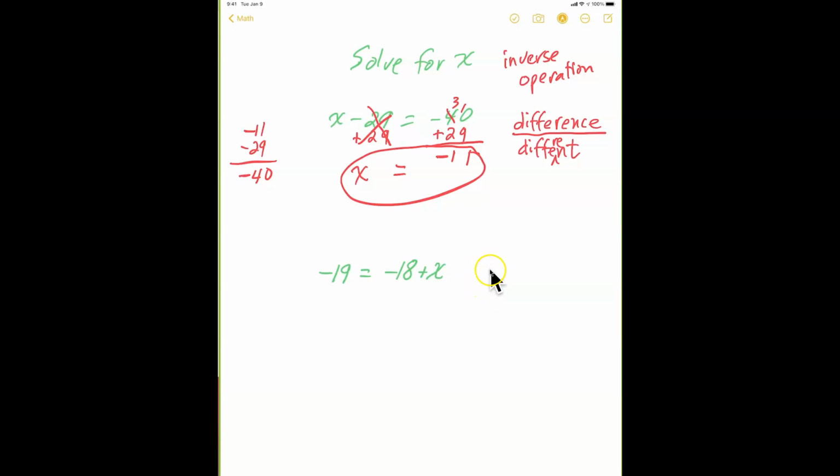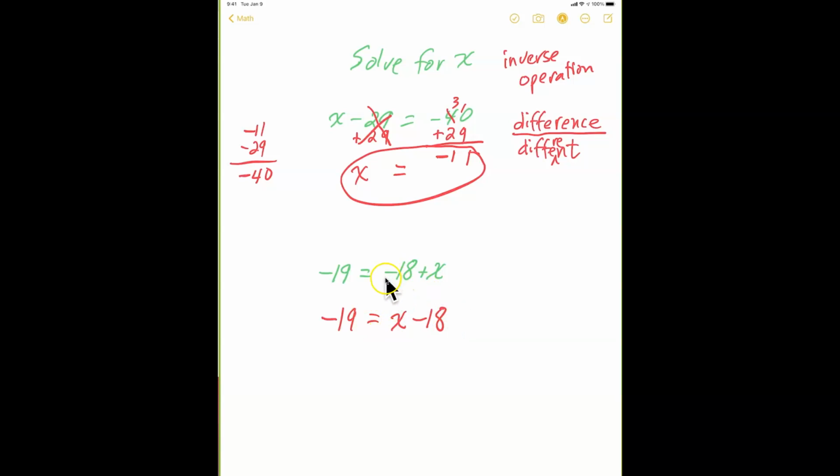So what's happening to x? Negative 18 is being added to x, right? So we want to do the opposite, the inverse operation. So this is adding a negative. And so we're going to want to subtract. Let's rewrite this as negative 19 is equal to x minus 18, right? So negative 18 plus x is really taking 18 away from x.